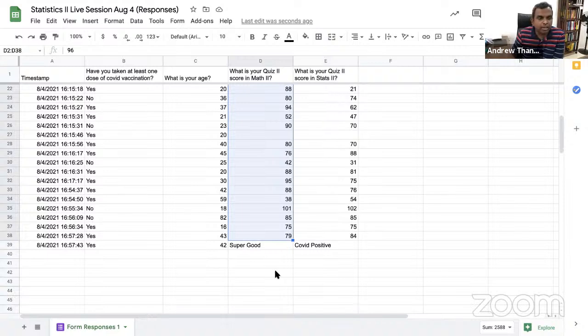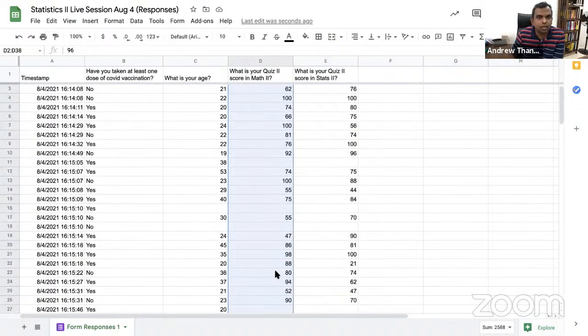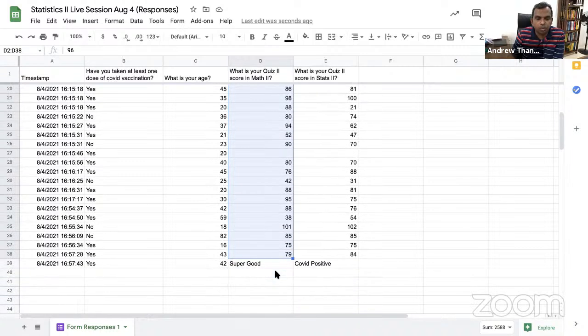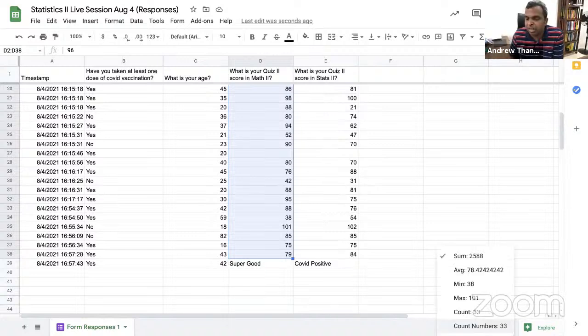So 38. 38. Okay, it's not too bad. So what do I get? I get an average of 78.42. Oh my God, this is way above the average that it should be. I'm really shocked.